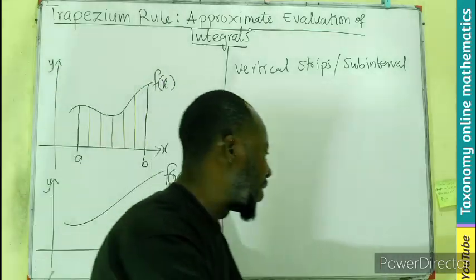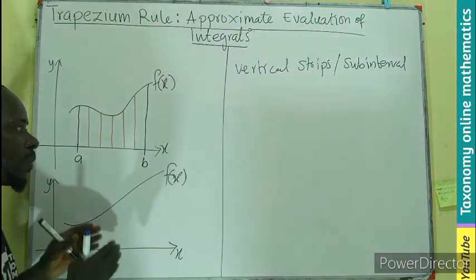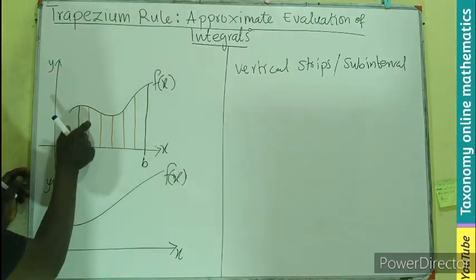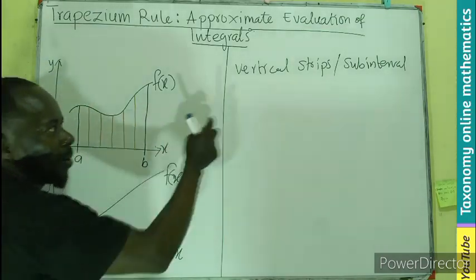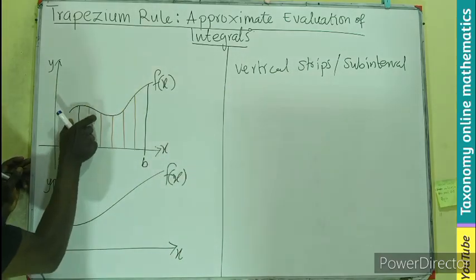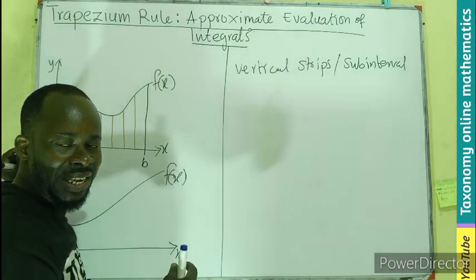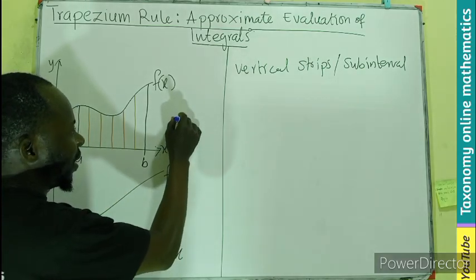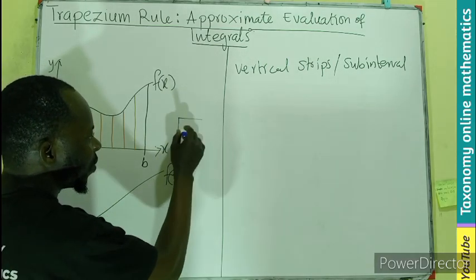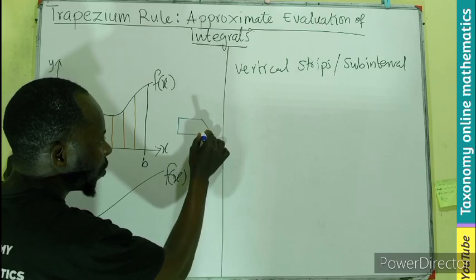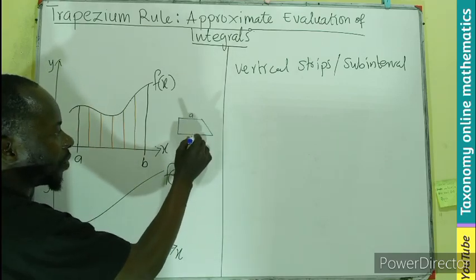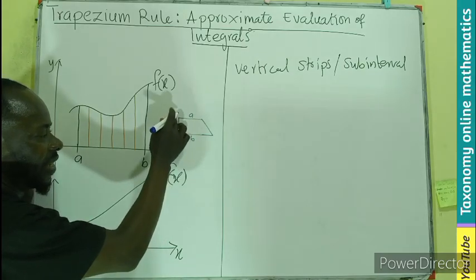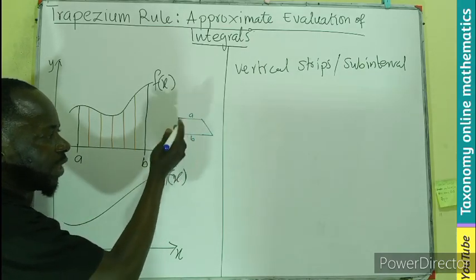Good. So now when we divide this into a series of sub-intervals, you will see that each of the stripes, which I'm calling the vertical stripes, will be representing a trapezium. We know a trapezium is of this nature. We have two parallel lines, parallel to each other, and a transverse, and a height which is perpendicular to the base.